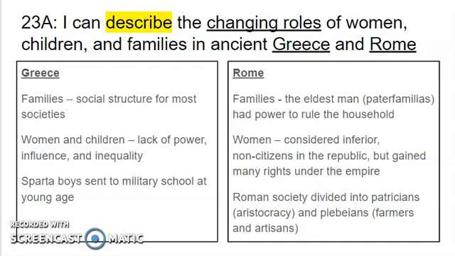Roman society was divided into patricians, which is the wealthy aristocracy, at the top, and the plebeians, who were the farmers and the artisans, or the commoners, who were more in the lower class. In both Greece and Rome, slaves were considered the bottom of both social structures.